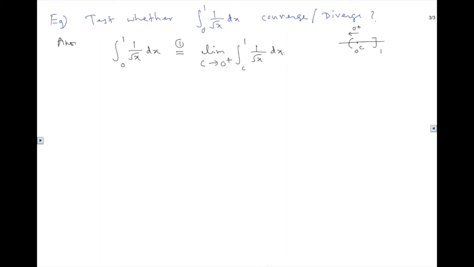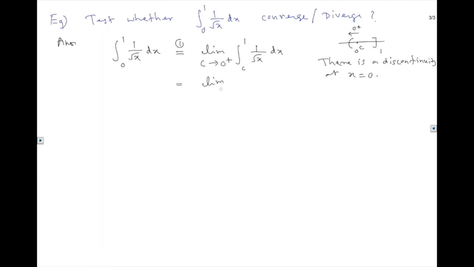You can see that there is a discontinuity at x equals 0. That's why we do the limit at the lower limit. We always do that at the place where there's a discontinuity.